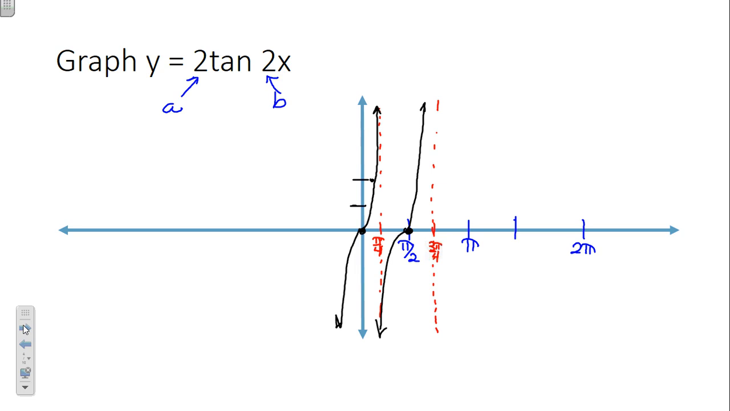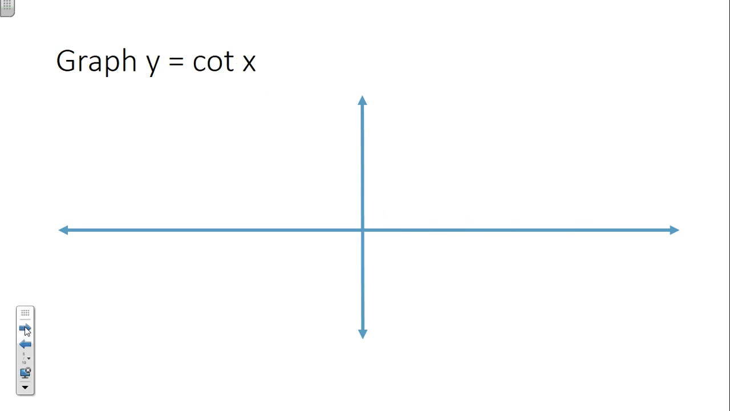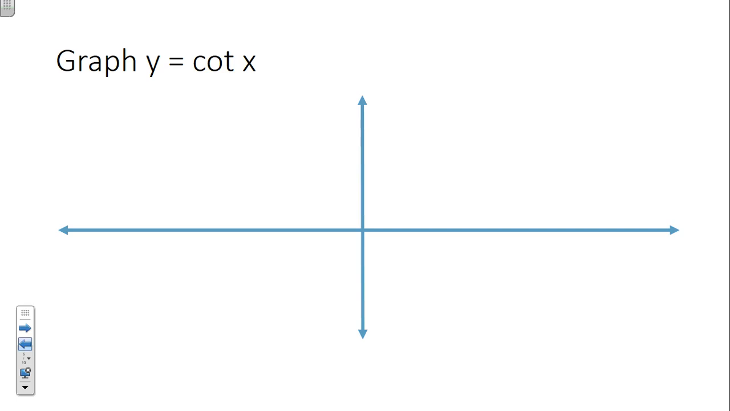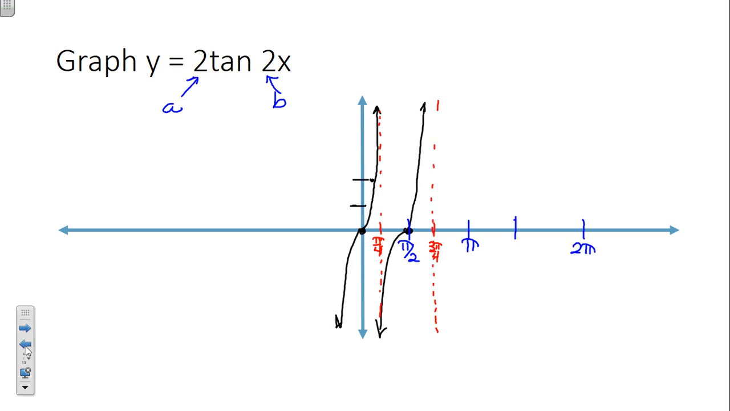I think I have another tangent example. I have a cotangent example, okay? And I think I have a cosecant and a secant and then a cosecant with lots of stuff going on. Trying to elongate it, make it look steeper. All right, so far so good? Other questions on this one?